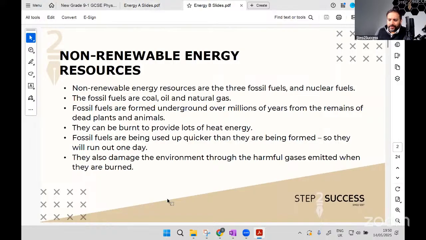Nuclear. Oh, how are nuclear non-renewable? They just are, I'm telling you. Non-renewable means that once you've used that energy source, you can't use it again. Just like if you burn a piece of coal, you can't then take it off the barbecue and do it all again. Nuclear energy is the same thing. The nuclear fuel that we use, once you've used it, it can't be used again. So it is non-renewable.